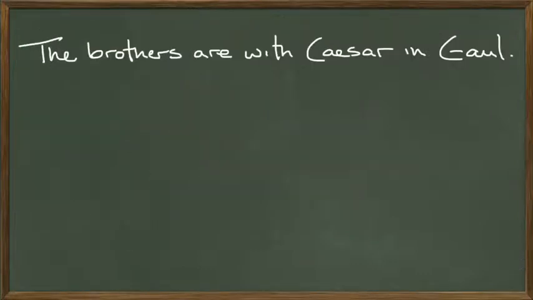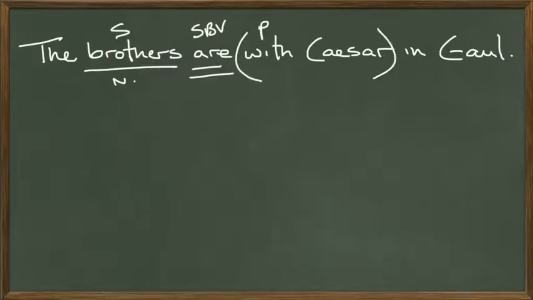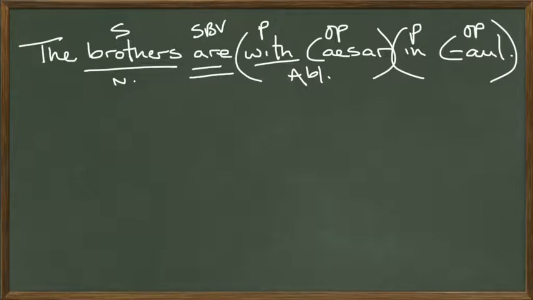The brothers are with Caesar in Gaul. Subject of the sentence, brothers. Subject of the sentence, nominative case. What are we saying about the brothers? We're saying that they exist with Caesar in Gaul, so this is a state of being verb. They are with, preposition, with whom? Caesar. He's the object of the preposition. Because they're with Caesar, and because we have the word with, it's in the ablative case. Caesar will go into the ablative case. In is a preposition. Gaul is the object of the preposition. In Gaul is a prepositional phrase and also goes into the ablative case because we're actually located in something.